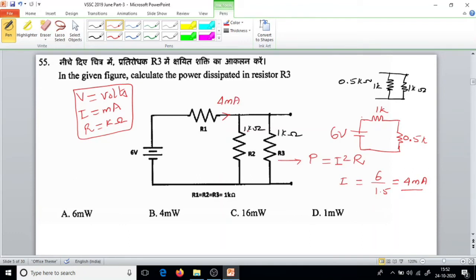Now we have equal resistors, 1 kilo ohm each. So what happened? It will get divided. So 2 milliamps current should flow here, and here also 2 milliamps. Because of equal resistors, current will divide equally. Now power, what is the power? Power is equal to I square R. So 2 square times R equal to 1 kilo ohm. So it is 4 milliwatt. So the answer is option B, 4 milliwatt.